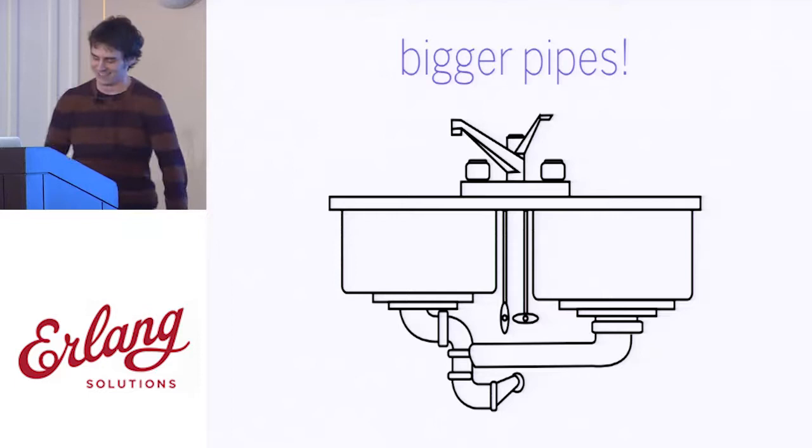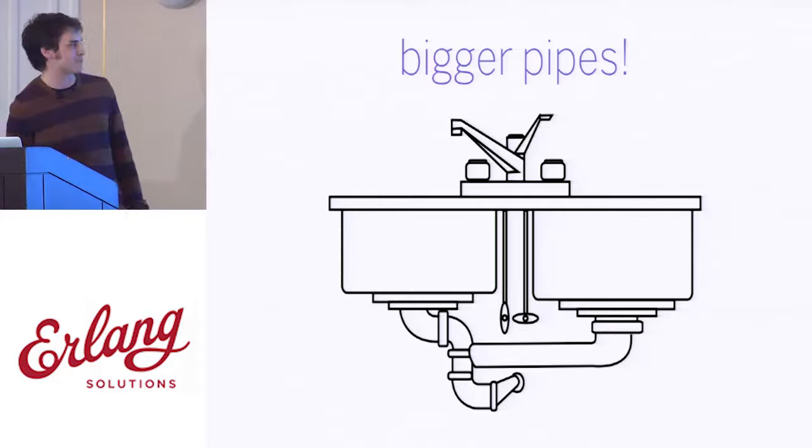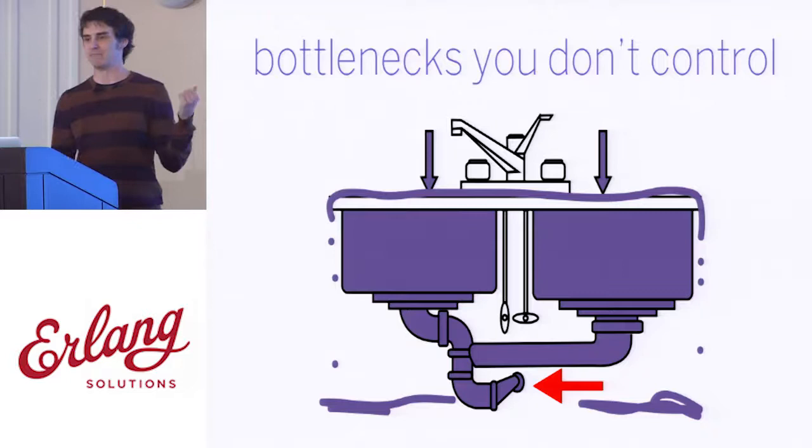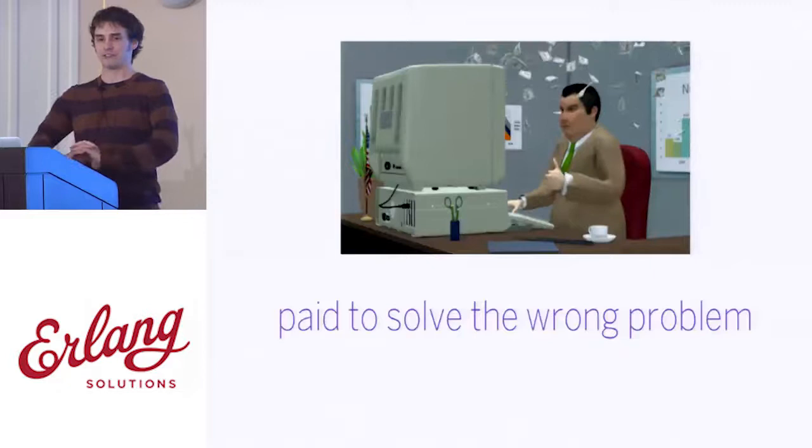Eventually, you let it run, and it runs 2 months without a problem. It's fine. You're a genius. And then it crashes again. And then you look at it, and you say, oh, yeah, there's this kind of drain at the bottom that I don't control. This is actually going to the sewer system, and I don't have the means to fix that. So what's the conclusion about that? Is that I got paid to solve the wrong problem.